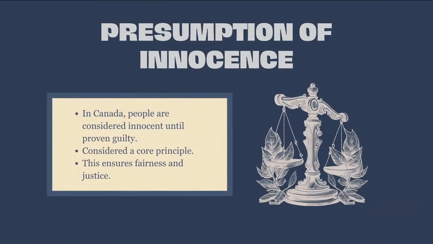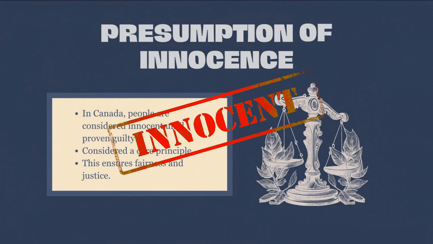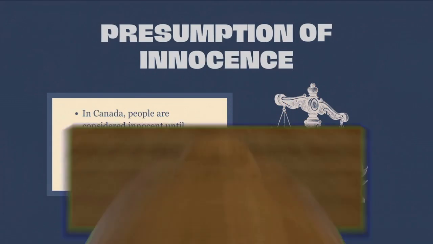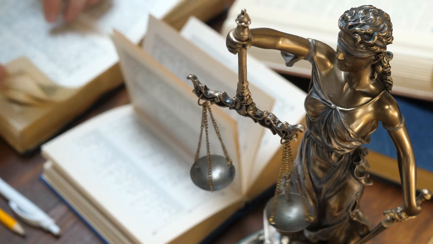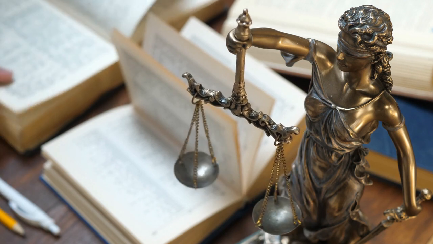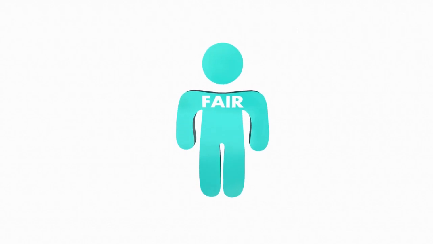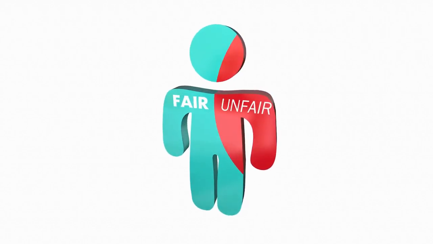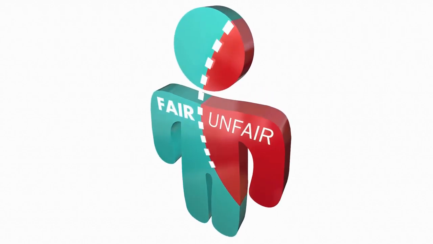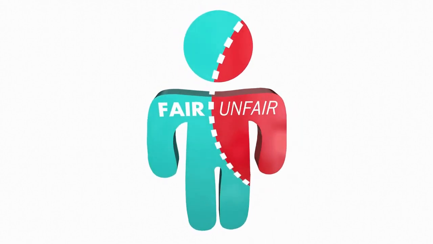In Canada, we firmly uphold the fundamental principle known as presumption of innocence. This critical concept means that when someone is accused of a crime, they are considered innocent in the eyes of law unless proven guilty in a court of law. This principle forms a cornerstone of our justice system, ensuring that individuals are not unfairly treated or stigmatized without proper legal examination.